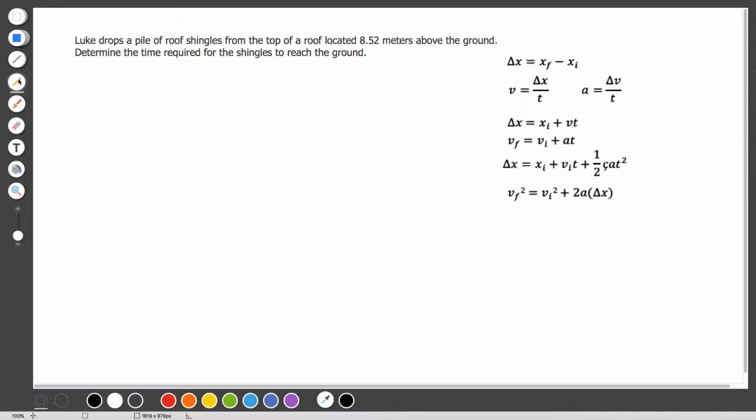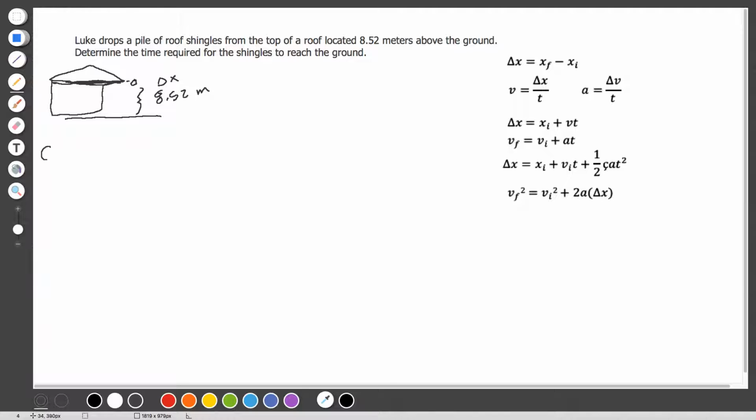Okay, Luke's always dropping stuff off the roof. So, here's our roof. Let's just say that's the roof. And he drops a shingle off the top of the roof. And the roof is, what, 8.52 meters, delta x. Okay, so there's our diagram.